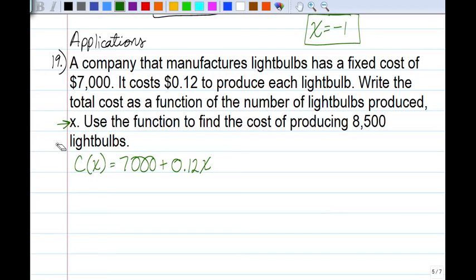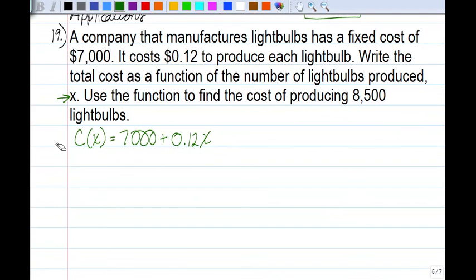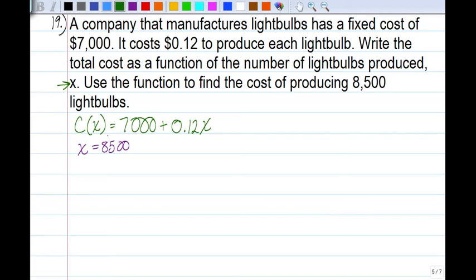All right, and now they want to know what is the cost of producing 8,500 light bulbs. So that means we're going to say x is equal to 8,500, and we're just going to plug that in place of x in the cost function. So basically what we're saying is C of 8,500 equals 7,000 plus 0.12 times 8,500.